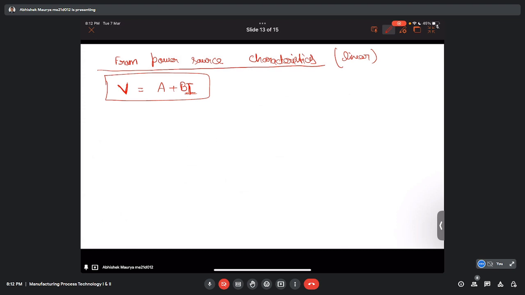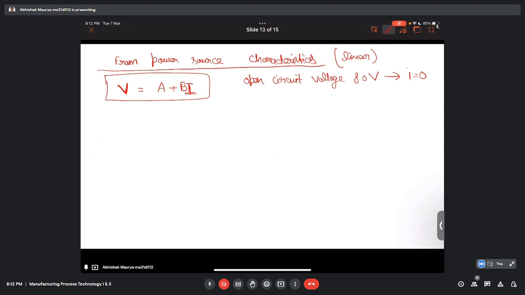some relation like this will be there, because the power source is linear. So what is given? Open circuit voltage is given, that is 80 volts. And we know open circuit means what? Open circuit means current is zero. So when current is zero, the potential difference between the two electrodes of the power source is 80 volts.